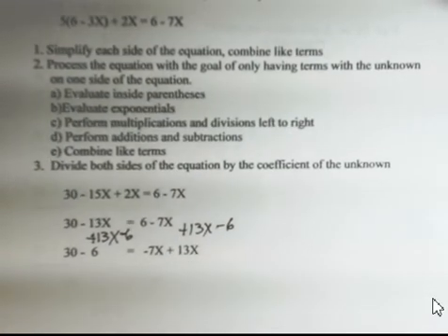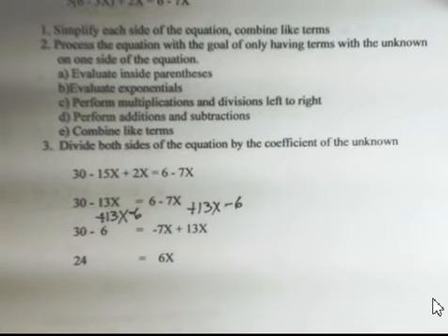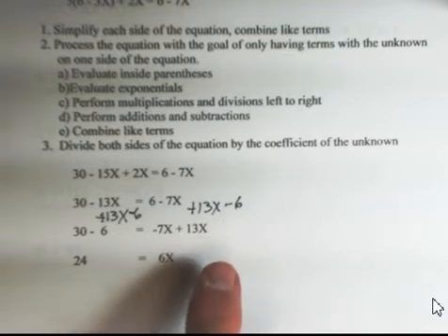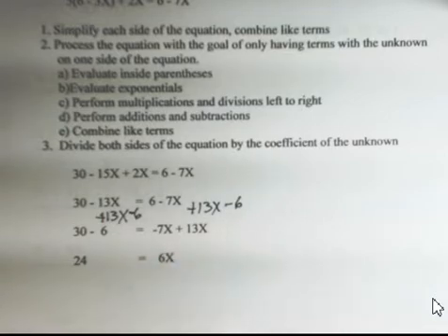And again, we have like terms. The 30 minus 6 generates a 24, and the minus 7x plus 13x. These coefficients are opposite sign, so we end up with just 6x. And the 13, the positive term, dominates, so we do have a plus 6x.